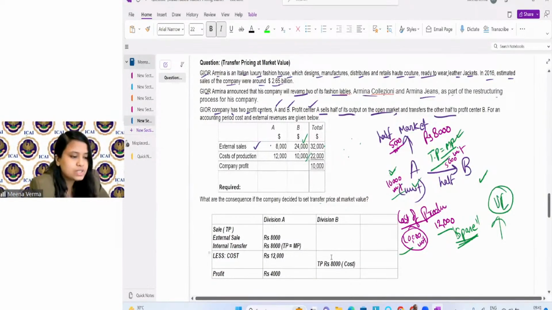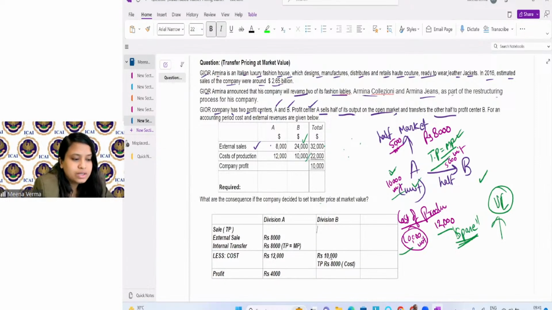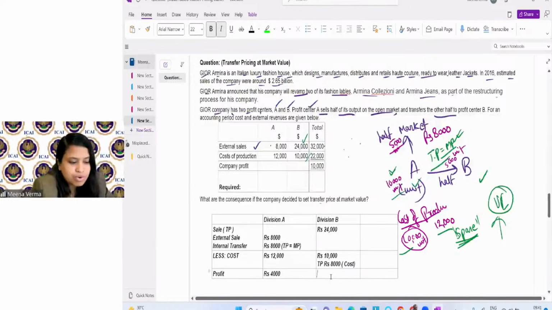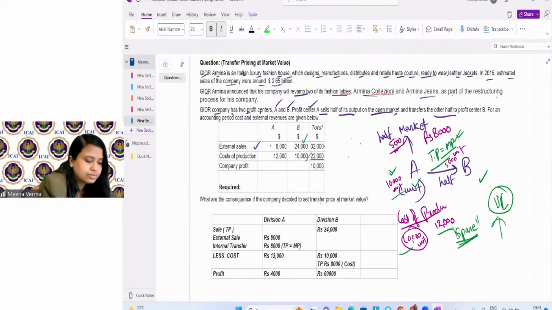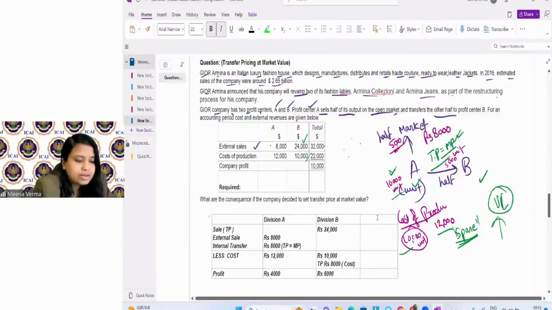Their own cost is what? Rupees 10,000 was their own department cost. And they're selling the final units at what price? 24,000. You will see the profitability at 6,000. And if you want, you can calculate the total also.